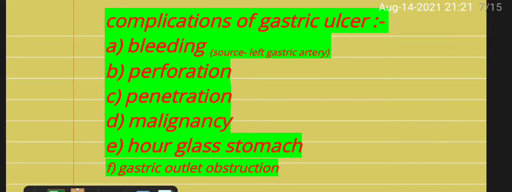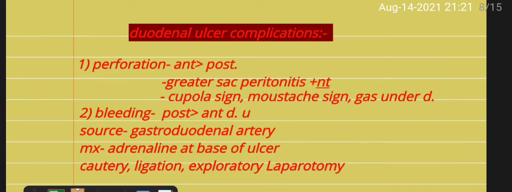Furthermore, now we have completed the complications of gastric ulcers, and in another slide we'll be seeing the duodenal ulcer complications. We can see perforation, which is more due to anterior duodenal ulcer than posterior duodenal ulcer. If there is perforation in duodenal ulcer, there can be gas under diaphragm manifestations, which is also known as the Scupola sign and Mouche's sign.